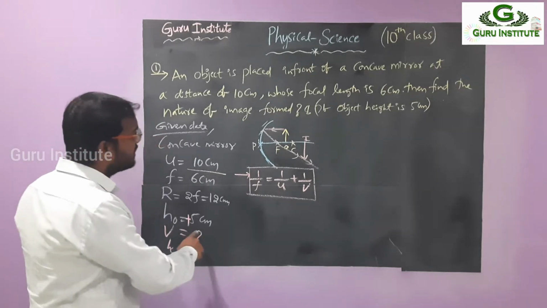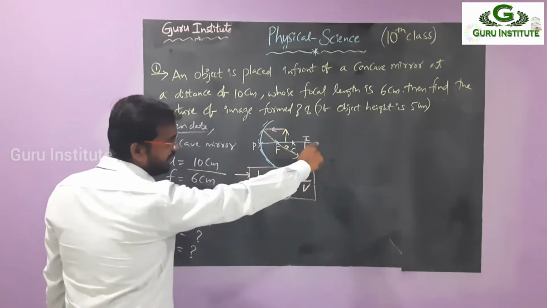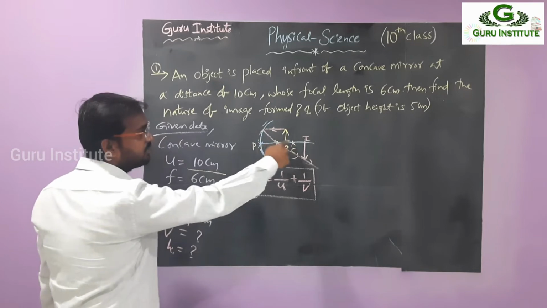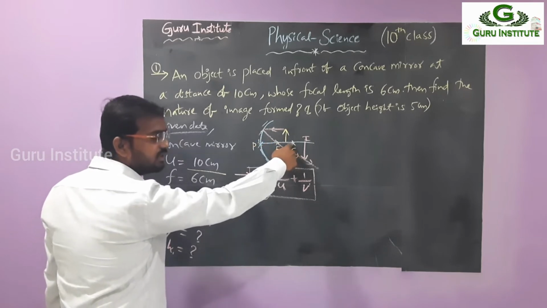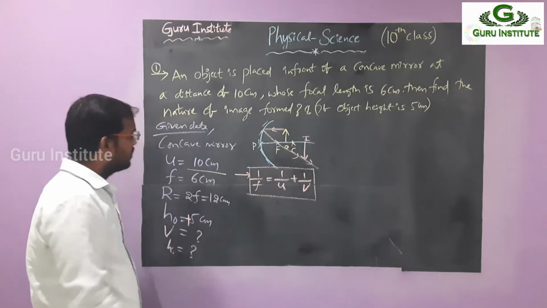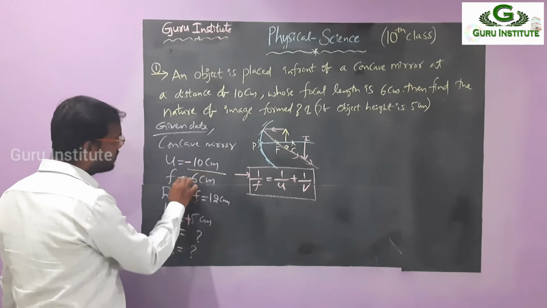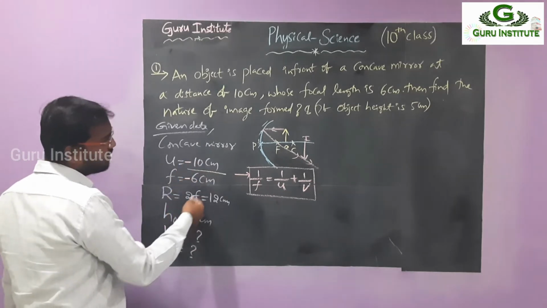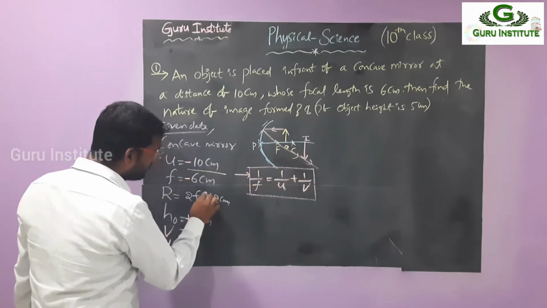And always what is that? V, PI, that is opposite to the direction, that is also negative. PO, that is object distance, that is also negative. So all are negative. U should be negative, F should be negative, and R also, PC, R should be also negative.